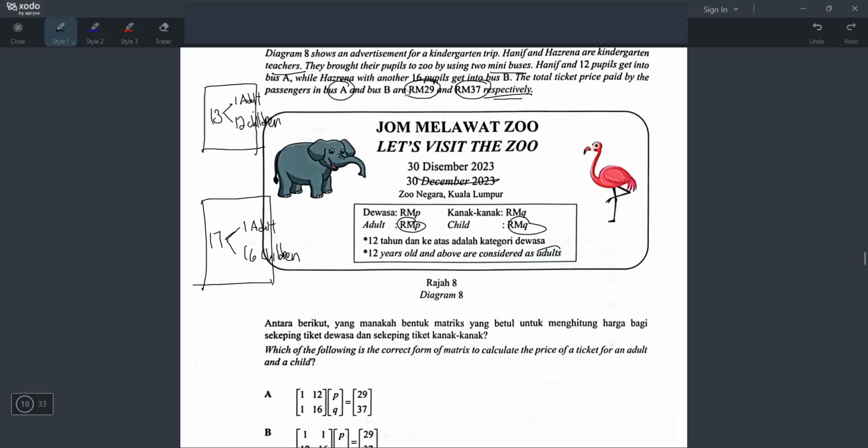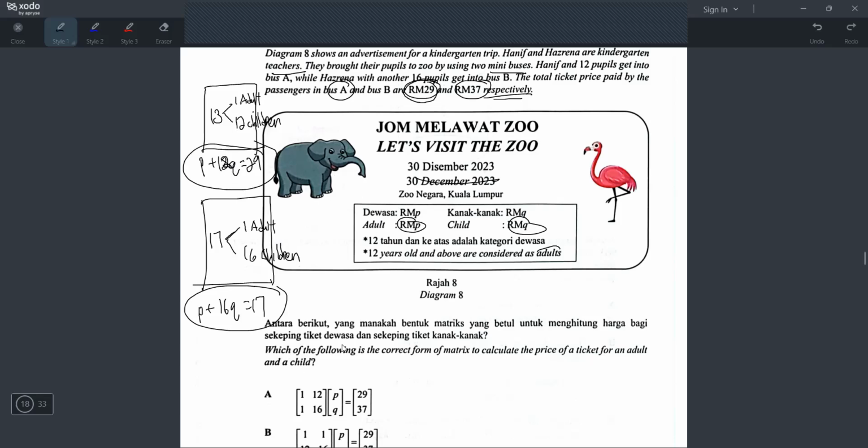In bus A, the total ticket price is 29 ringgit. It means 1 times P, because the adult ticket price is P ringgit. So if you have one adult, it means P, and then plus 12 children. For one child it is Q, so it'll be 12Q. When you add them, you get 29 ringgit. So this is your first equation. The other equation: one adult, so the ticket price you have to pay is P, and 16 children will be 16Q, equals 37. So you have this equation and this equation.